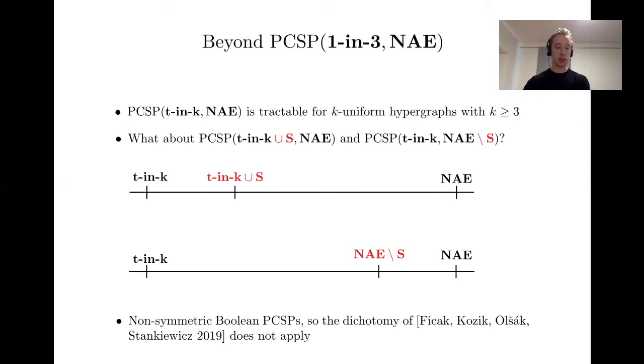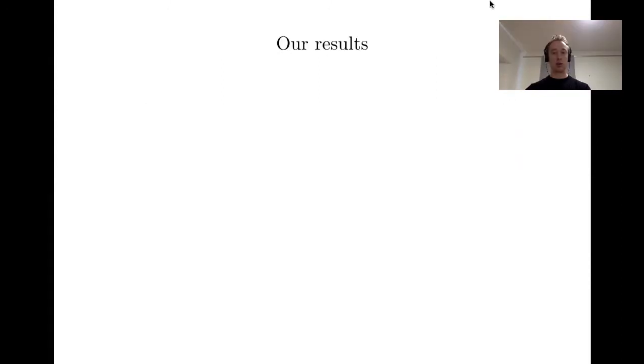These are non-symmetric Boolean PCSPs, since the sets S don't have to contain tuples of every Hamming weight. So the most powerful result for Boolean PCSPs, the Boolean symmetric dichotomy, does not apply. We show that for essentially all the PCSPs obtained via these interval constructions, we get hardness in some sense.